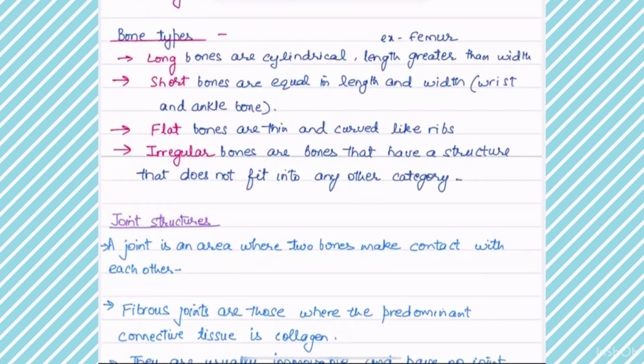Bone types. There are 4 types of bone: long, short, flat, and irregular. Long bones are cylindrical, with length greater than width, for example the femur. Short bones are equal in length and width, for example wrist and ankle bones. Flat bones are thin and curved like ribs, whereas irregular bones have a structure that does not fit into any other category.